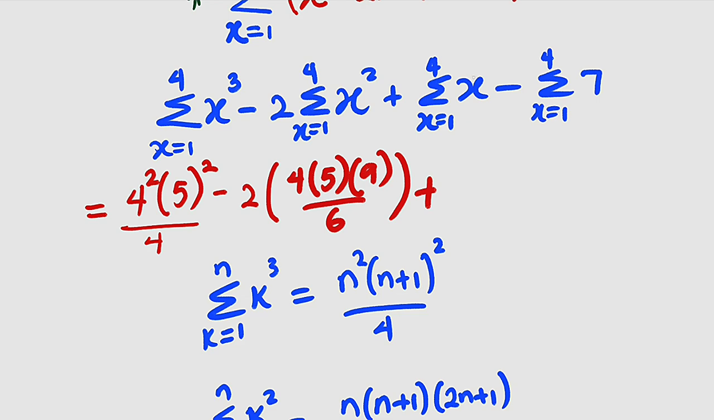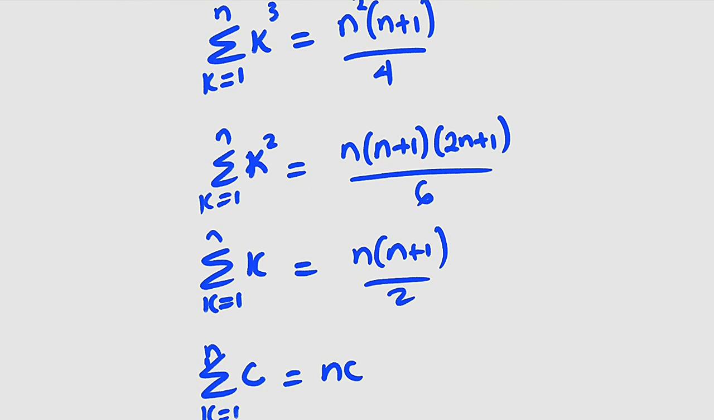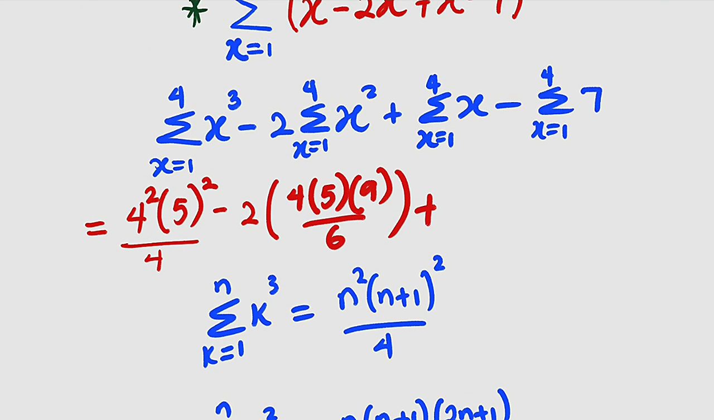Then we move on. That is when we have x without exponent. We're going to use n times n plus 1 divided by 2. Because n is 4, we have 4 times 5, then divide by 2. Then the last one, minus, when we have a constant, just multiply the upper limit by the constant, so it will be 4 multiplied by 7.